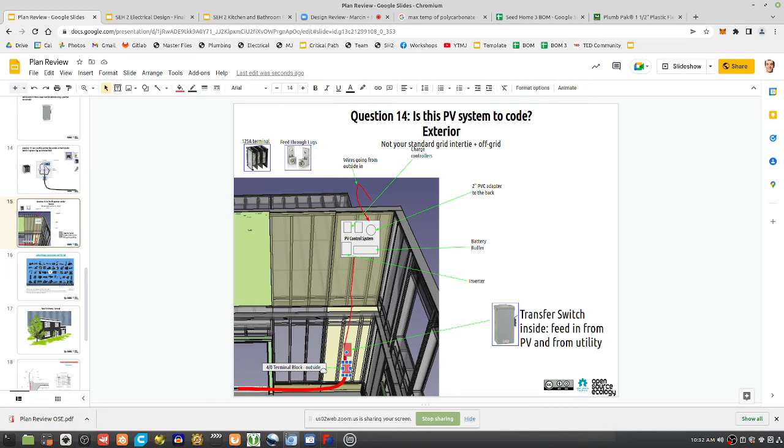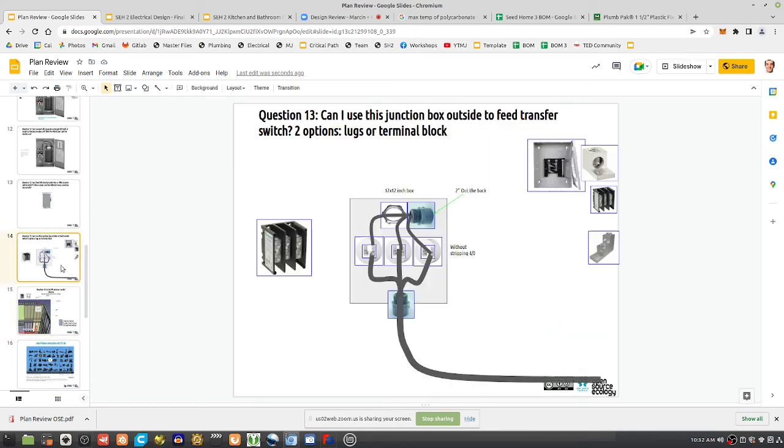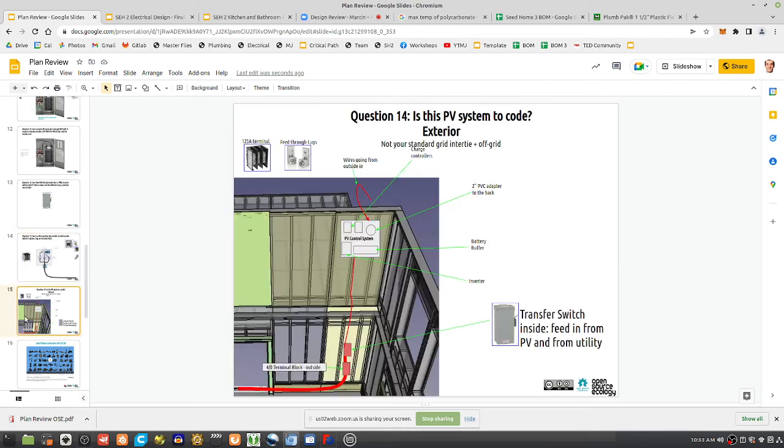So assuming we divide, first of all, we do this. We've got 4-aught coming in with some kind of an approved device. So we've got the feed going into the transfer switch, one from the grid, but the second one comes from the PV system, from above. Are there any issues with this?